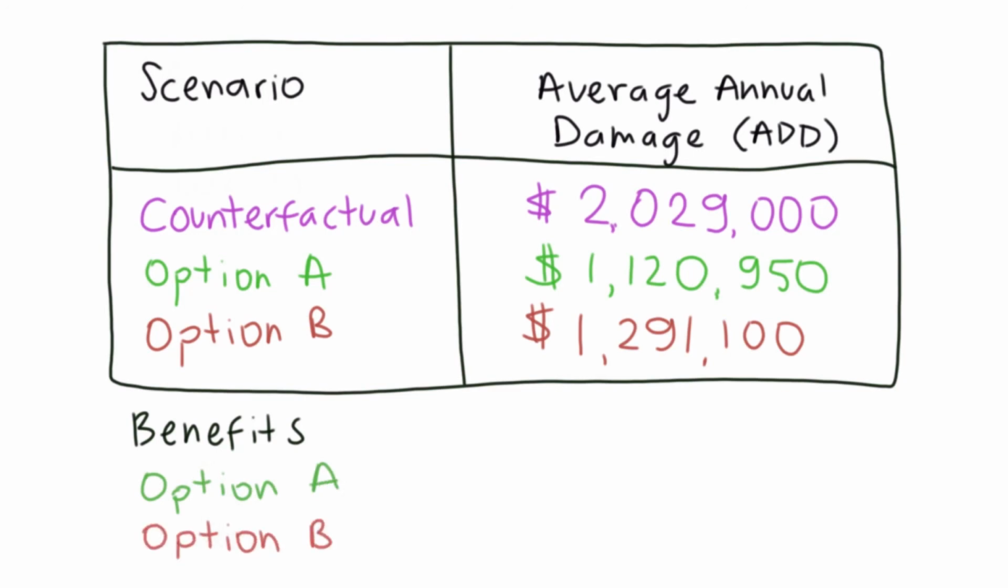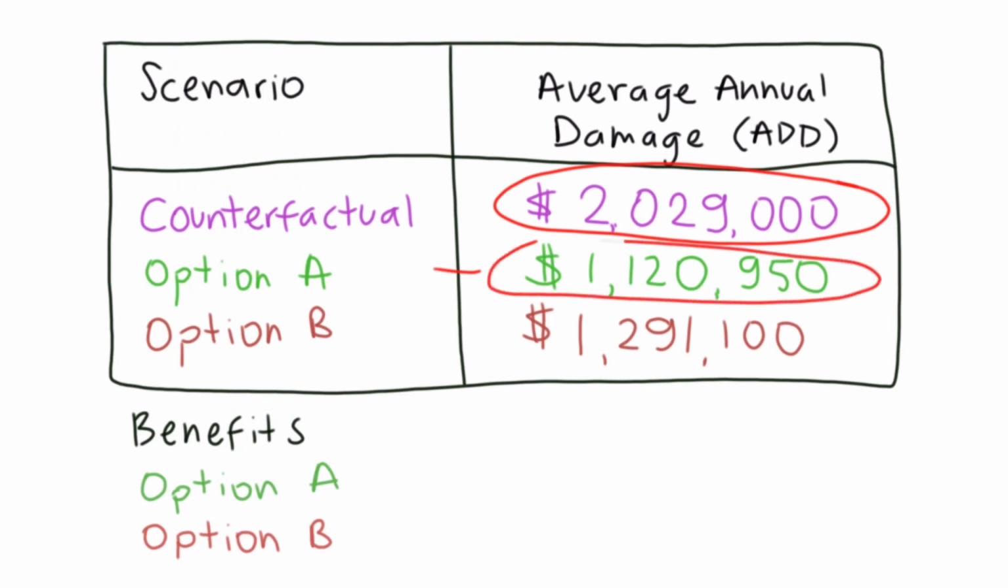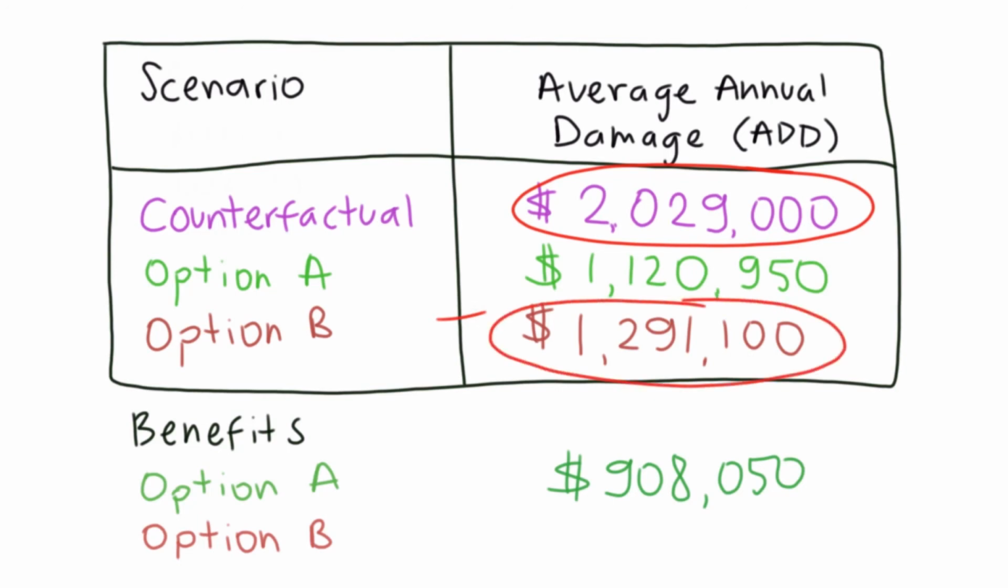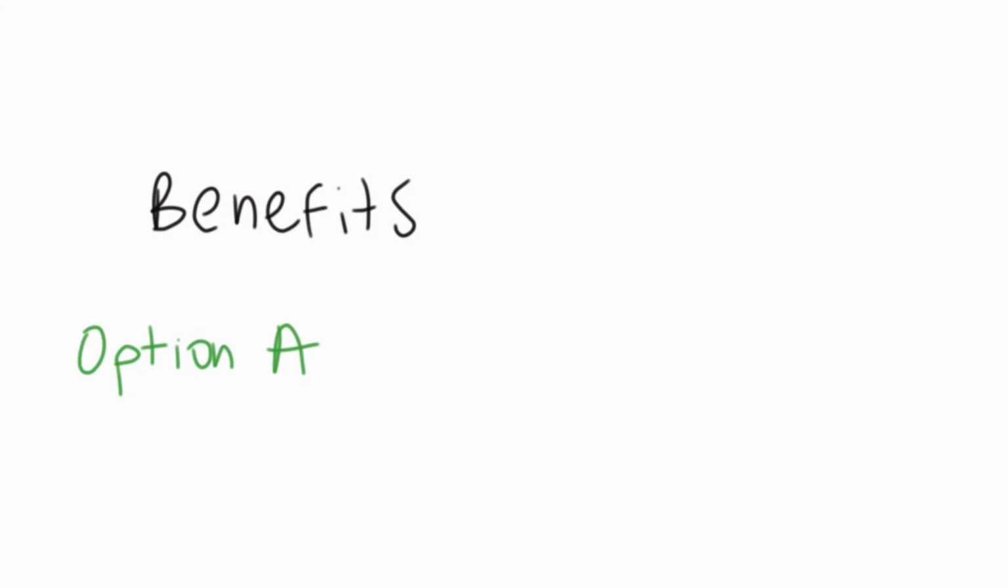So the benefits of option A are $2.029 million minus $1,120,950, which is equal to $908,050. And the average annual benefits of option B are $2,029,000 minus $1,291,100 equals $737,900. So the benefits of option A are higher than the benefits of option B. So far, if we leave it at that, option A looks more attractive than option B.